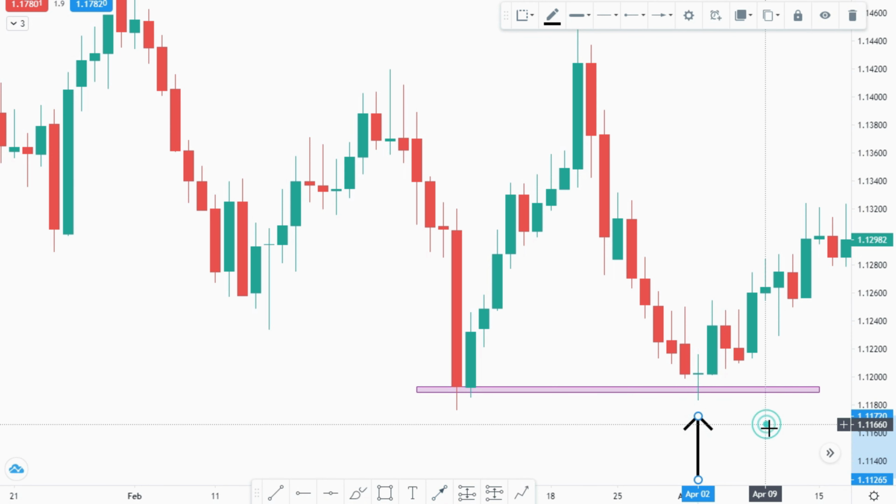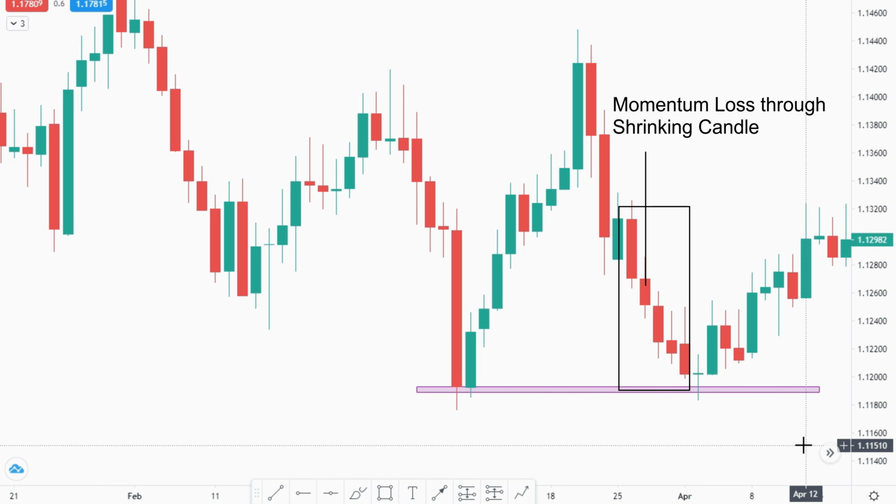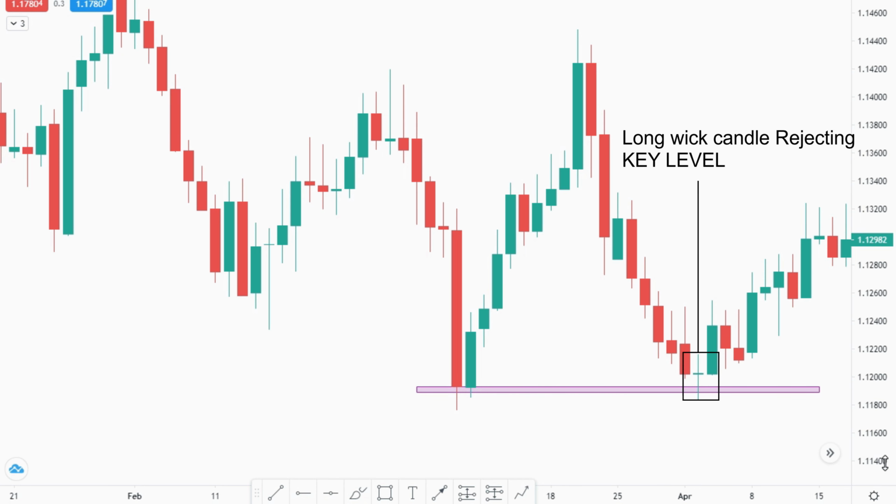Price action comes in many forms. In this case, price action comes in the form of shrinking candle. Notice how the price reacts when it reaches the key level. First, we saw momentum loss through shrinking candle. Then we have a long wick candle rejecting the support.